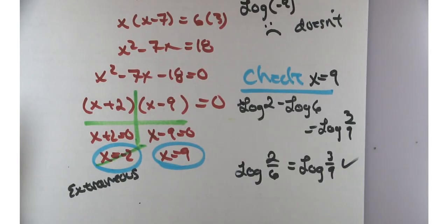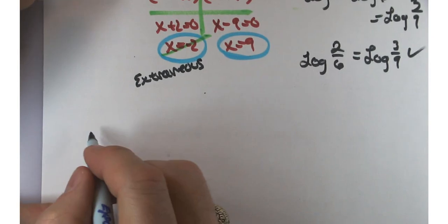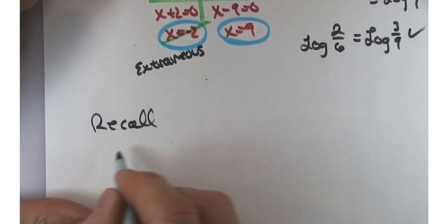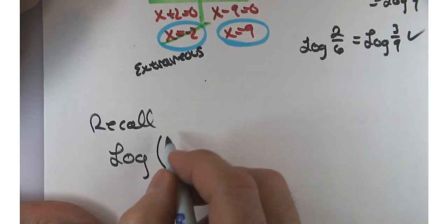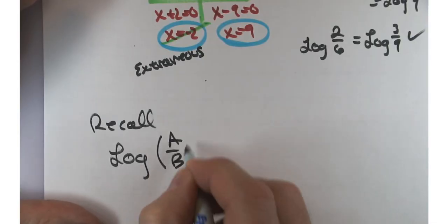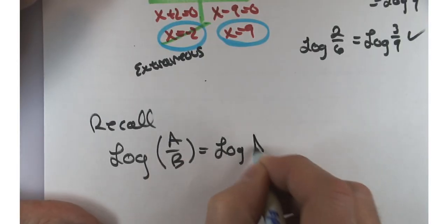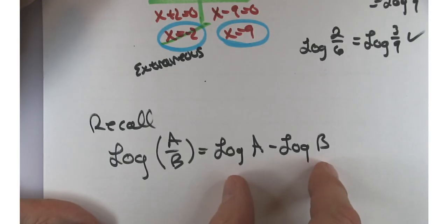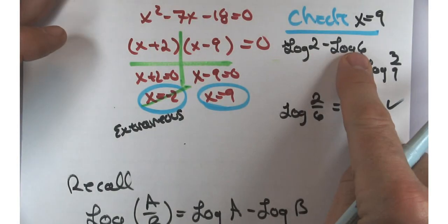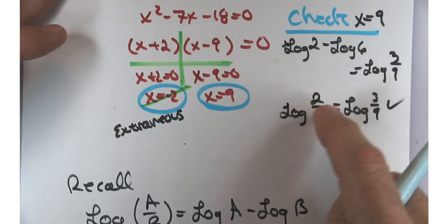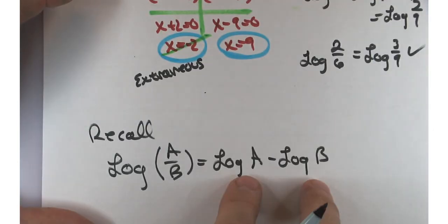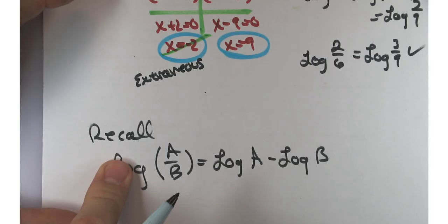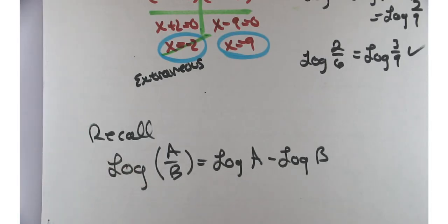Oh, it's one of your rules for logarithms. Let me remind you. So recall, the log of a over b is the log of a minus the log of b. Log of the numerator minus the log of the denominator. Or you could use it in the other direction. When you have this minus this, you could write it as the log of that over that. So just taking this and running it the opposite direction. That's literally what we did with that last one there. So appreciate the question there. Thank you.